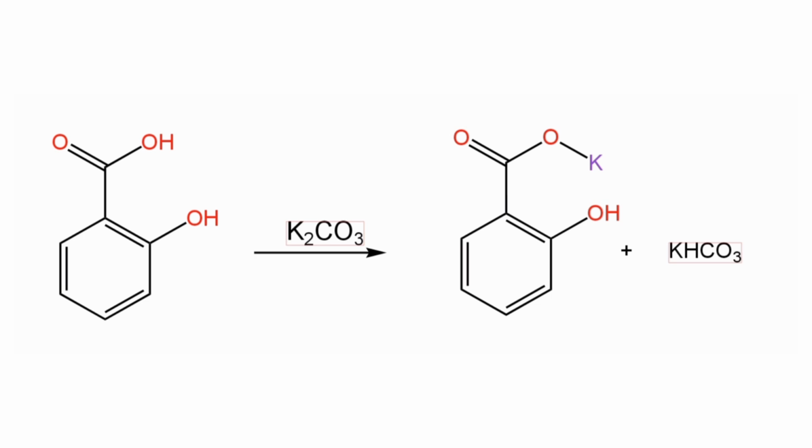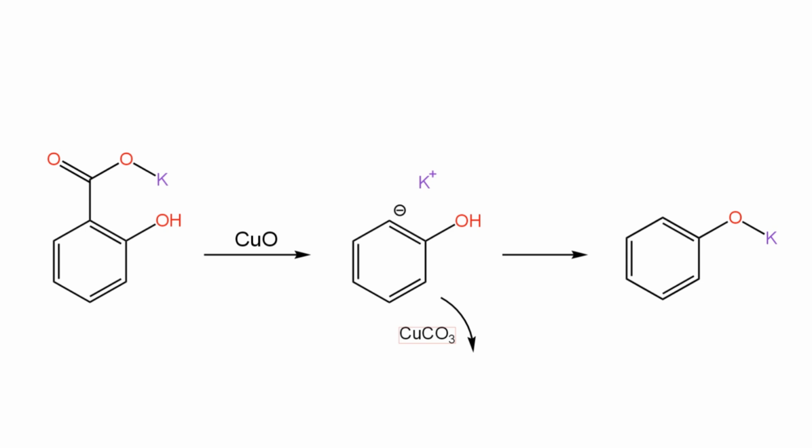The process that's happening is very interesting. First, potassium carbonate deprotonates salicylic acid to form potassium salicylate and potassium bicarbonate. Then copper oxide comes along, strips away the CO2 from the potassium salicylate, forming copper carbonate. The potassium rearranges and forms potassium phenoxide.